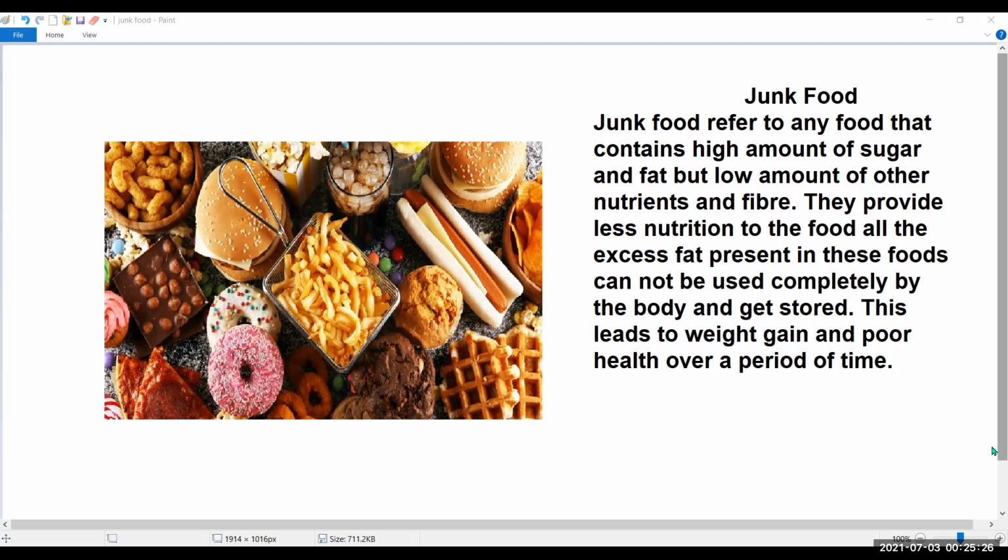All the excess fat present in these foods cannot be used completely by the body and gets stored. It leads to weight gain and poor health over a period of time. Examples of junk food are potato chips, candies, ice creams, sugary cold drinks, patties, and burgers.